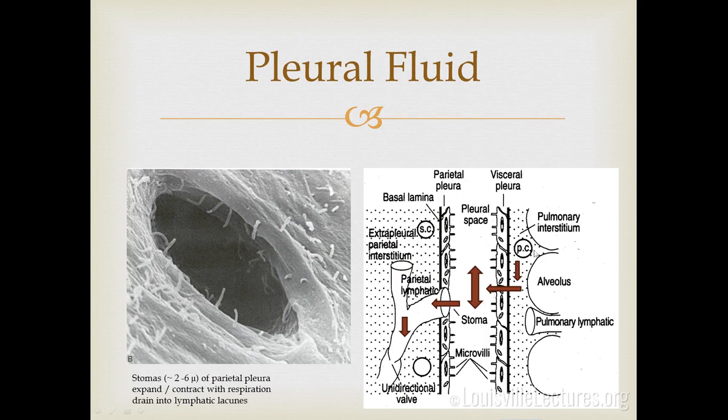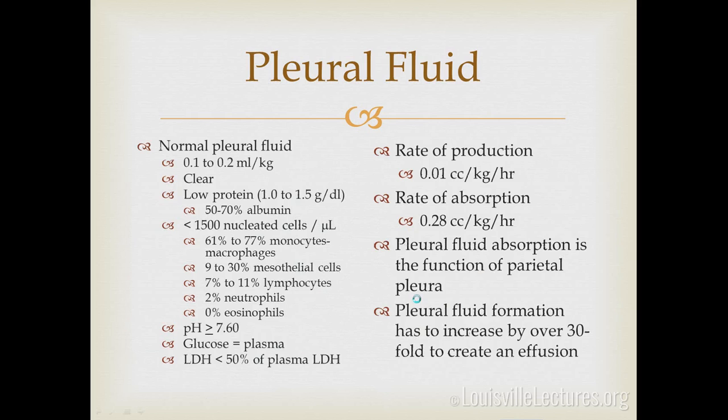The normal pleural fluid is an ultrafiltrate of the pulmonary circulation. It gets into the pulmonary interstitium and then squeezes through the visceral pleura to enter the pleural space. And then the parietal pleura has these stomas, which are about 2 to 6 microns, and they expand and contract with breathing, and they swallow that pleural fluid into the lymphatic circulation.